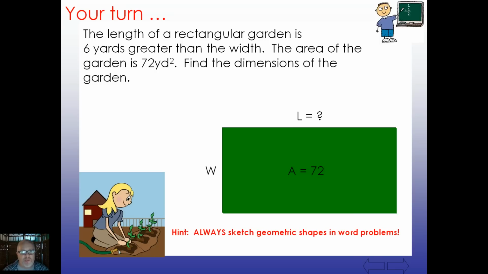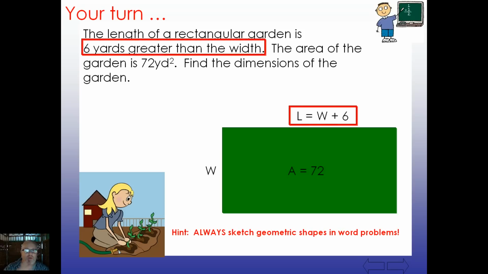So try to put this puzzle together now. It says it's 6 yards greater than the width, which simply means the length is the width's distance plus how much more? Plus 6. So instead of multiplying width times length as in L, let's multiply width times W plus 6. That'll give us one variable to work with, which we can of course use the quadratic formula to solve for.